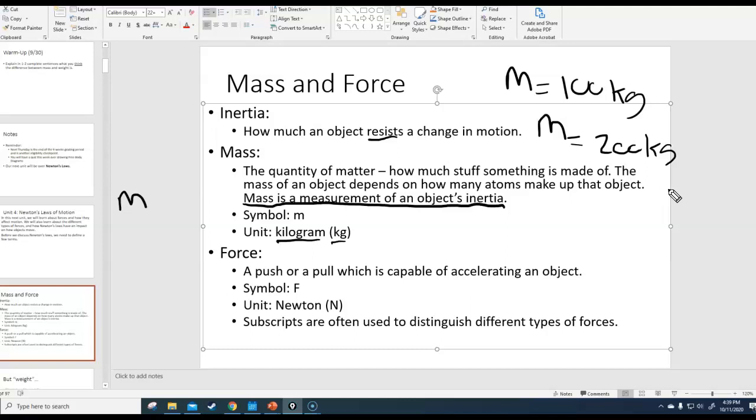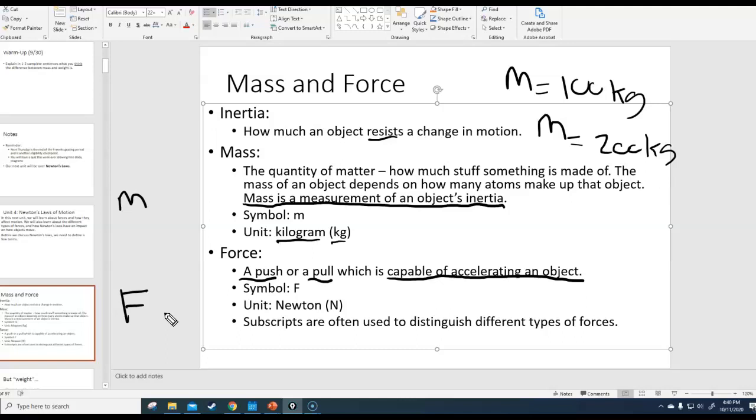and then the star of this unit is force. Okay, and so what is a force? Well, a force is simply a push or a pull which is capable of accelerating an object. Okay, and there's lots of different types of pushes and pulls in the universe. We'll talk about some of those later on. For right now, the symbol for a generic force is a capital F, not a lowercase f, but a capital F. Okay, now there's different types of forces, and so we might use subscripts to denote different types of forces, but the overall symbol for force is an F.